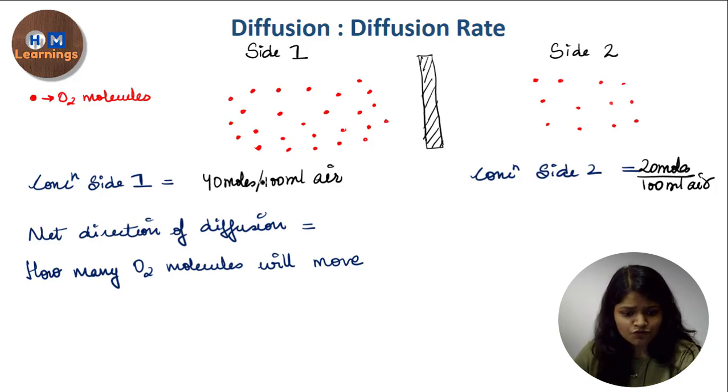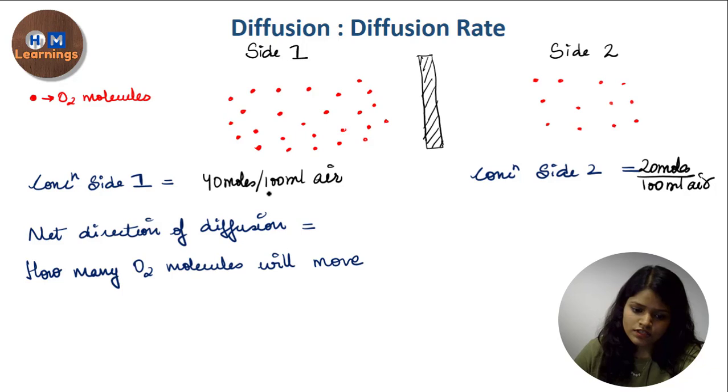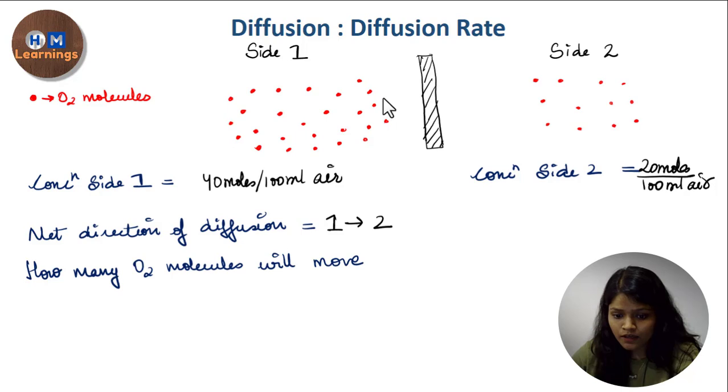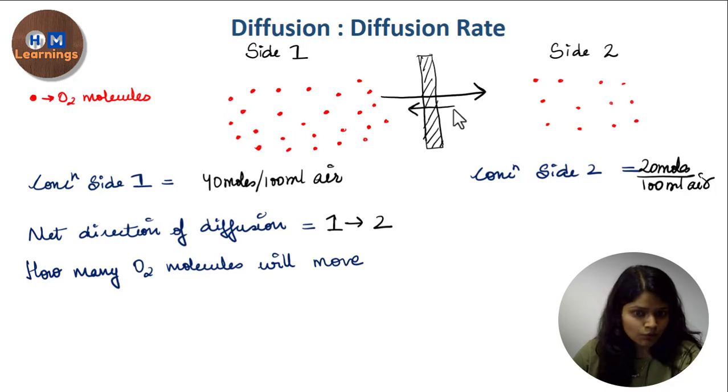Now from this you can see that the number of moles of oxygen is higher on side 1 as compared to side 2. So definitely the net direction of diffusion will be from side 1 to side 2. There will be more diffusion of oxygen molecules from side 1 to side 2 as compared to side 2 to side 1. So this shows the net direction of diffusion.